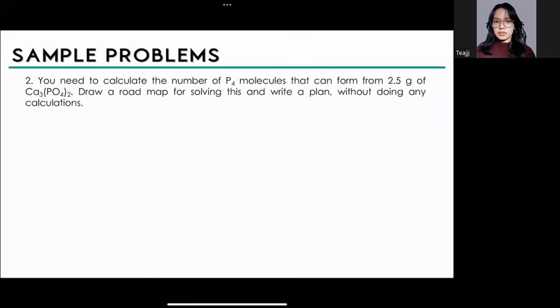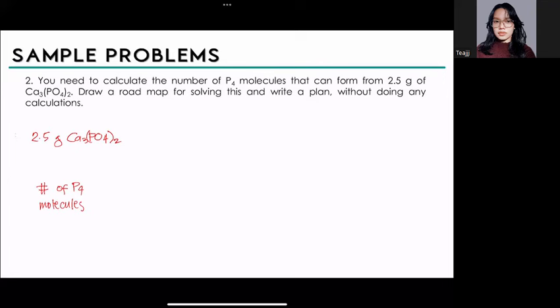So where do we start? Always start with what's given. That's 2.5 grams of calcium phosphate. So what's grams? Di ba? That's mass. So kailangan natin is, dito natin ilagay, number of P4 molecules. You have 2 different compounds right there. So you have a compound A, calcium phosphate, and compound B, which is the phosphorus.